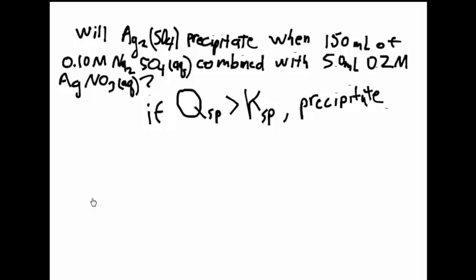With the numbers that are provided here in the question, we will be finding QSP. For the KSP, that's something we probably have to Google or find in the back of the textbook or whatever. And for silver sulfate, that is our value. So our job is to see if Q is greater than that, and if it is, we'll have a precipitate.